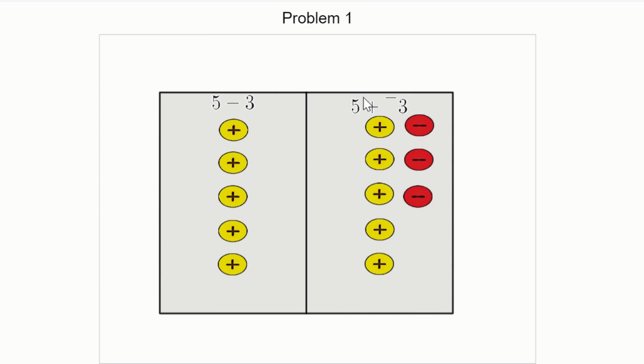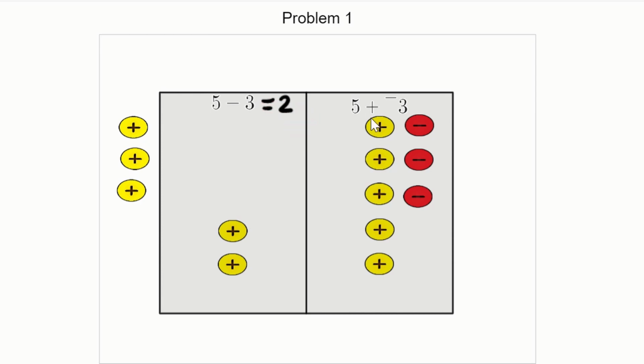Starting with the problem on the left, 5 minus 3, what does this mean in terms of our chips? Well, 5 means we're starting off with 5 yellow chips, and I want to take away 3 yellow chips. So let's go and do that. Take away 1, 2, and 3. And whatever we're left with is going to be our answer. So our answer is going to be 2.